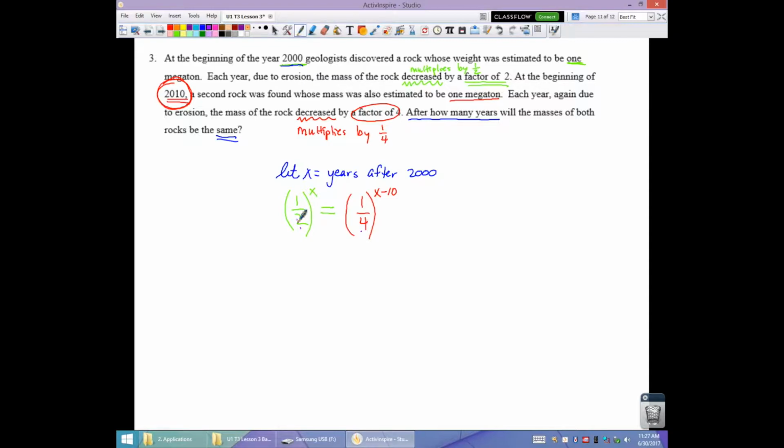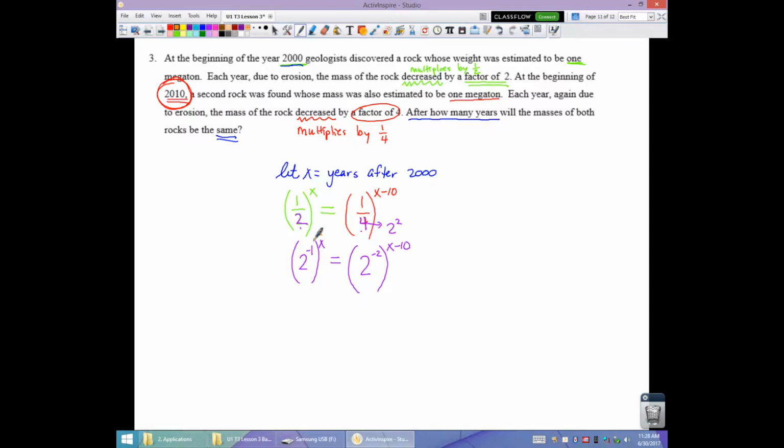So again, first step, get common bases. Now, these are fractions, but we know that that just means using negative exponents. So I'm really just looking at the 2 and the 4 and saying, what can be a common base for 2 and 4? The answer to that is 2. So 1/2 is really 2 to the negative first. I still have the power of x on that. That needs to be equal to, now 4 is really 2 squared, so 1/4 is really 2 to the negative 2. And then outside the parentheses, the exponent is x minus 10.